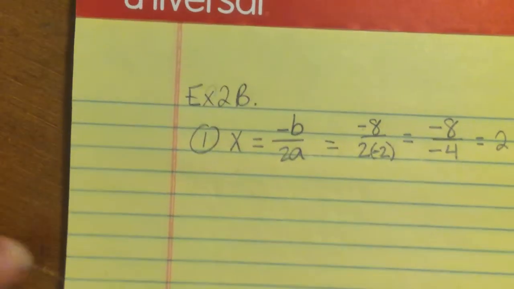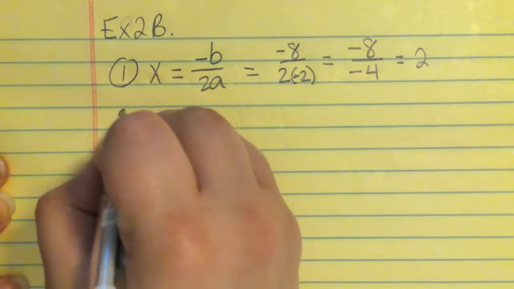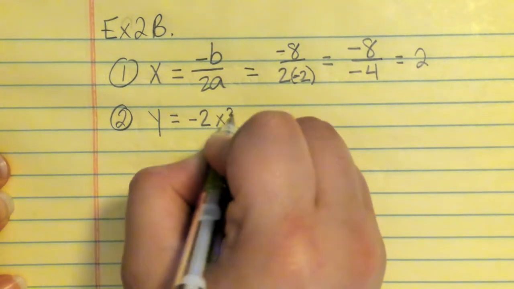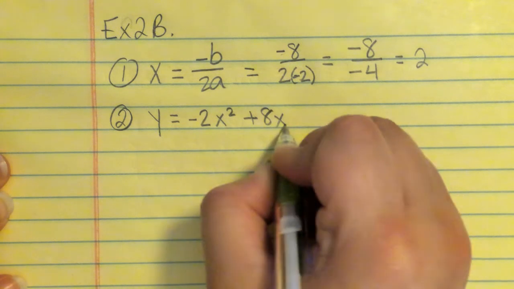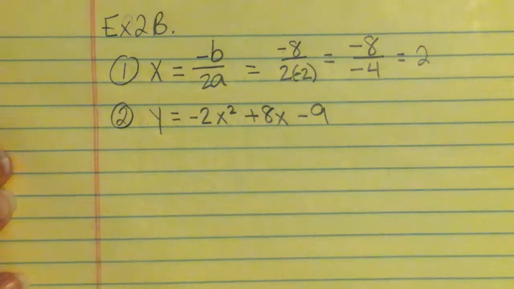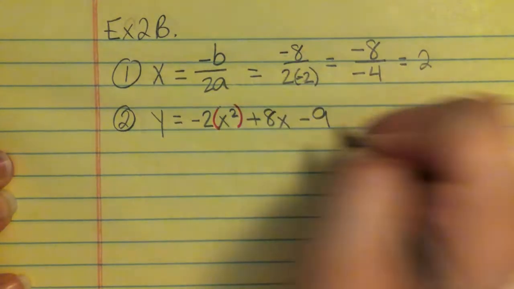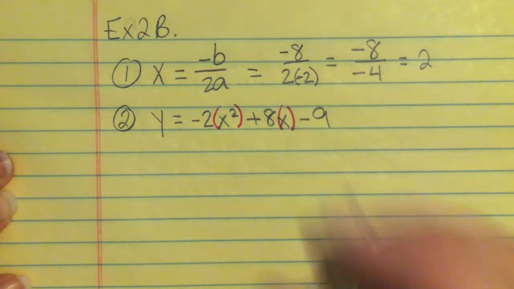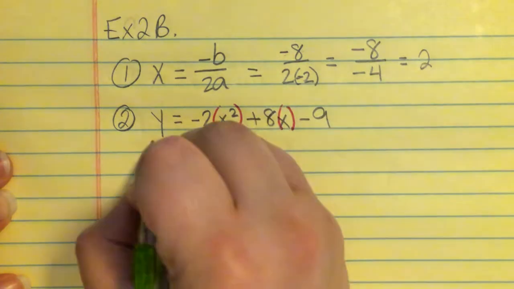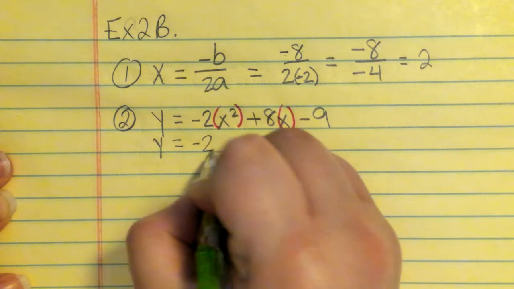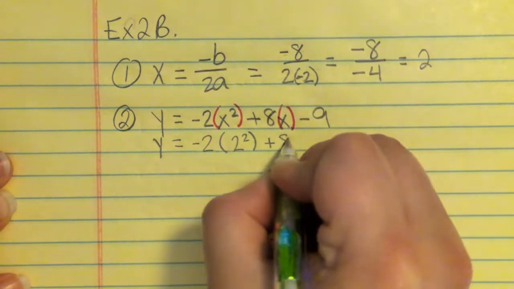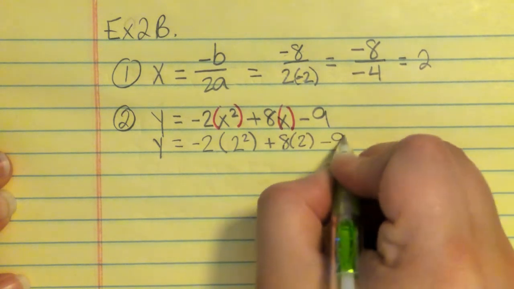Okay, then for step 2, we take the equation given, we check to see where parentheses need to go. So that would be going here and there. And then I plug that 2 into both of those x's to find the y value. So negative 2 times 2 squared plus 8 times 2 minus 9.